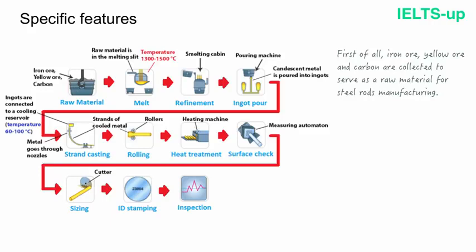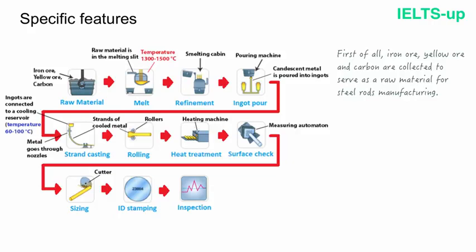First of all, iron ore, yellow ore, and carbon are collected to serve as a raw material for steel rods manufacturing. Then we move on to the next stage, which is called melt. If you don't know what melt means, it's totally okay. Diagrams often picture information with quite unusual names that may be unfamiliar to you. But you should not worry about that. Your task is to focus on the description, using all those strange names and additional information.